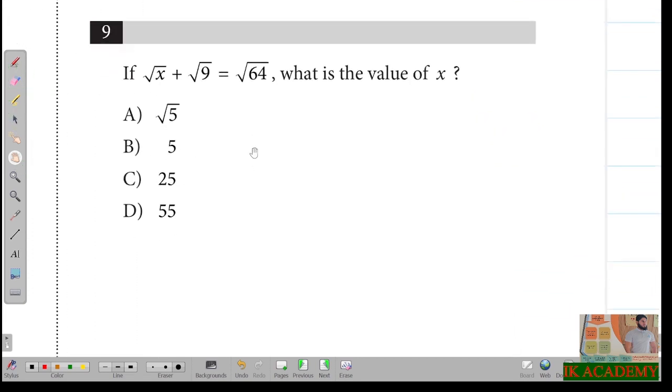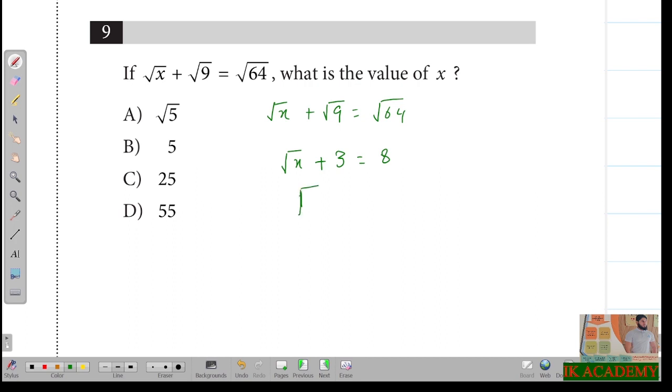Question number 9 says, if square root of x plus square root of 9 is equal to square root of 64, what is the value of x? So we can simply simplify the equation. Square root of x plus square root of 9 is equal to square root of 64. So square root of x plus 3 is equal to 8, since square root of 64 is equal to 8.